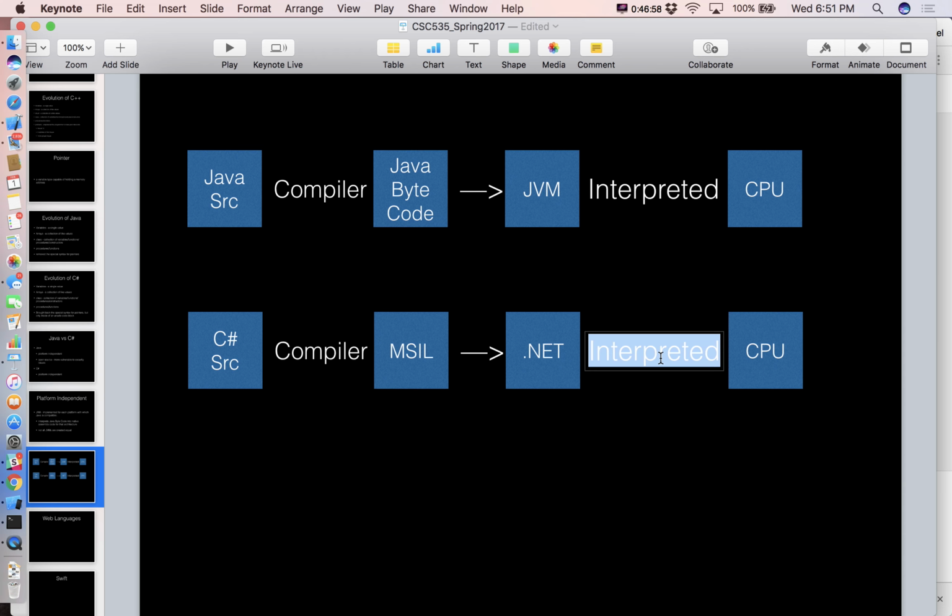Then, instead of interpreting this, we use something called a JIT. Anybody know what a JIT is?